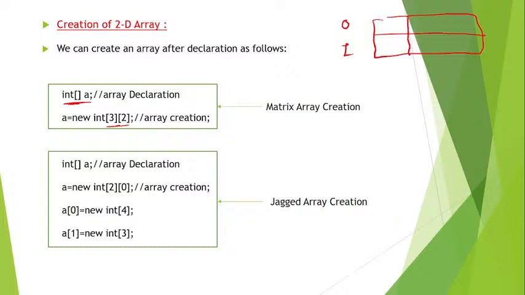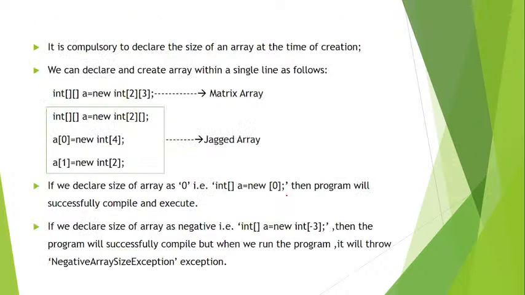But in these rows, in the first row you need seven columns, and in the 0th row you need only two columns. So it totally depends on you. If you want to increase the columns or decrease the columns, then you can simply use this jagged array. This is the array we need to use.